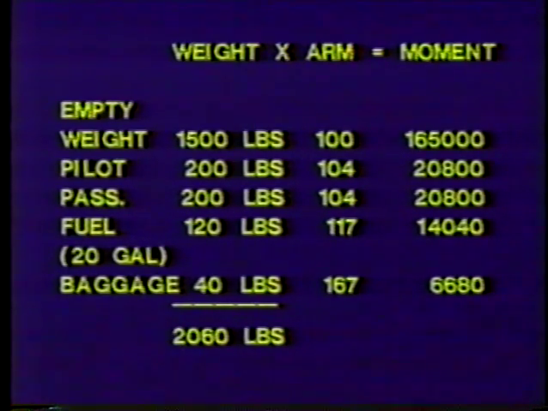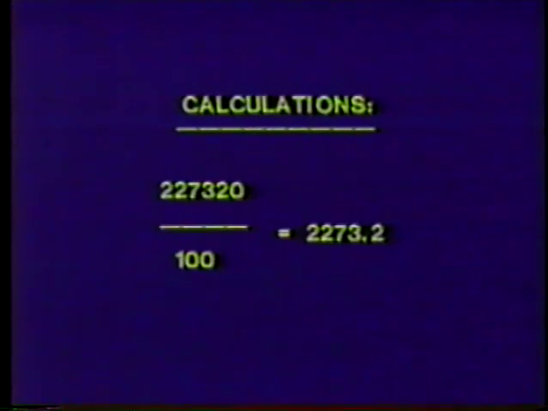Add up the moment column of figures for a total moment of 227,320. To keep the computations simple, total moments are usually given in hundreds of pound-inches. Divide 227,320 by 100 for a moment of 2,273.2, rounded off to 2,273.